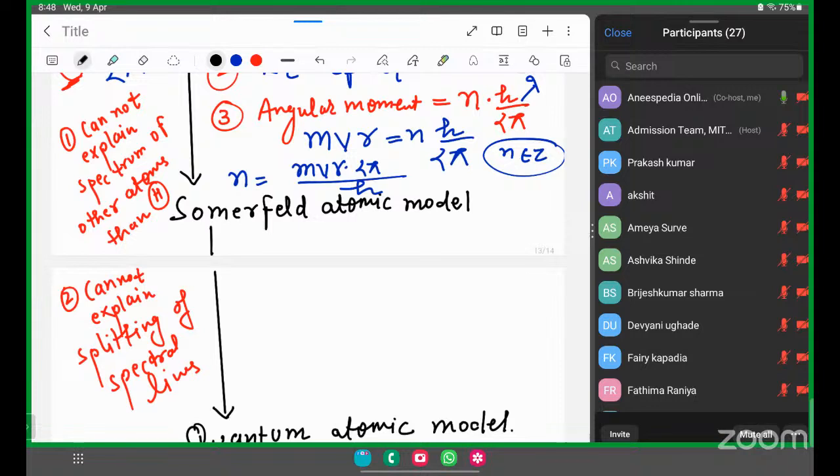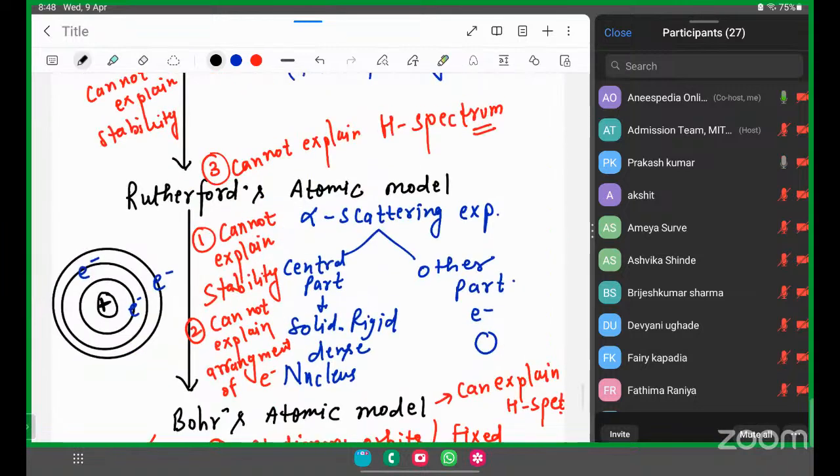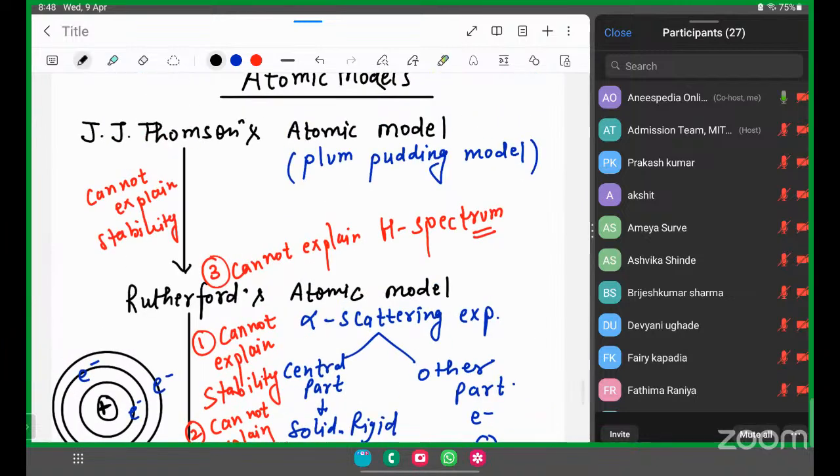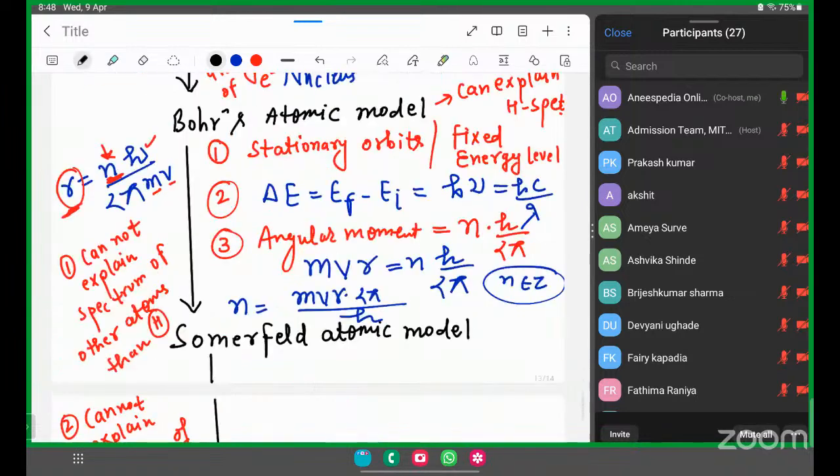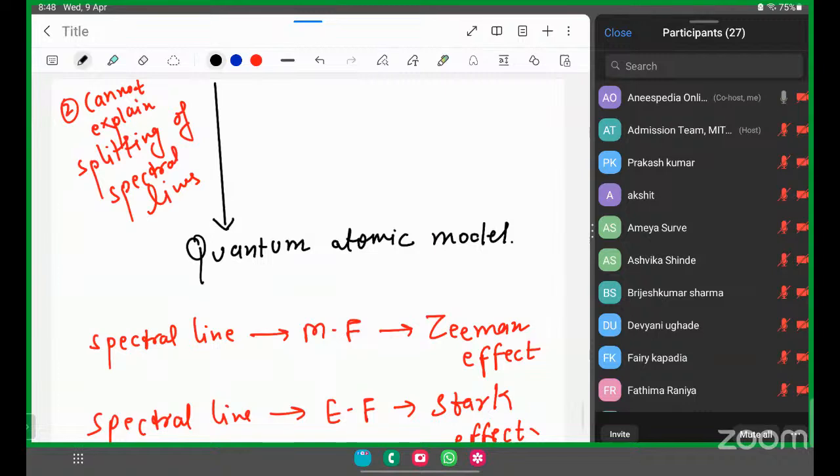So it cannot explain all these things. It cannot explain hydrogen spectrum, it cannot explain the spectrum of any other atom, it cannot explain the splitting of spectral lines, right? So all the drawbacks for Rutherford and Bohr's atomic model are also the drawbacks for J.J. Thomson's atomic model. Understood? Yes or no? Yes sir. Okay. Now next we have the most important model, that is the quantum model.